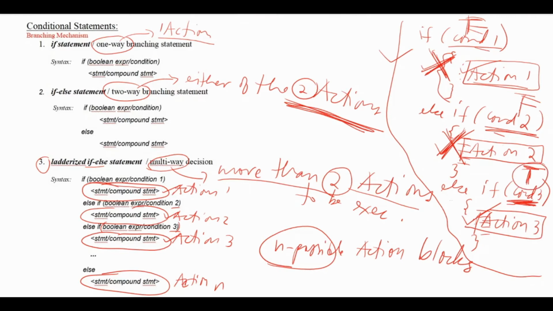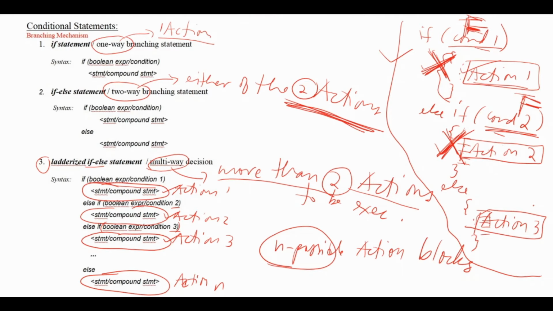Now, what if all the three conditions are false? So this is false, condition 1. So action block 1 is not executed. And then condition 2 is also false, and therefore action block 2 is not executed. And then condition 3 is also false, and therefore action block 3 is also not executed. So when all the conditions are false, none of the action blocks are executed.